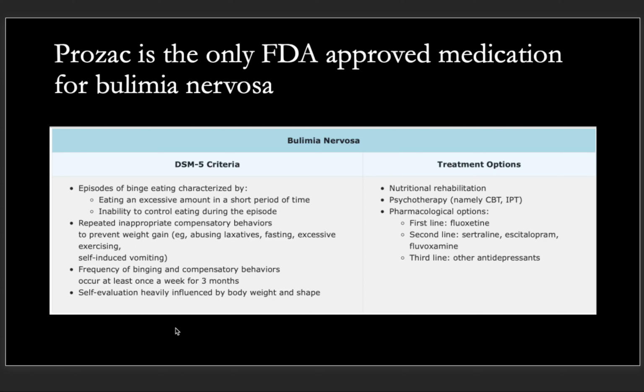When we think about treatment of bulimia nervosa, there's a few things. The most important thing is fixing the electrolytes. If someone's potassium goes too low, they could have sudden cardiac death. The only FDA-approved medication is fluoxetine, but you can really use any SSRI. This has to be in conjunction with therapy.